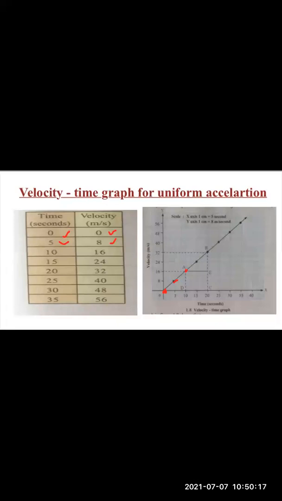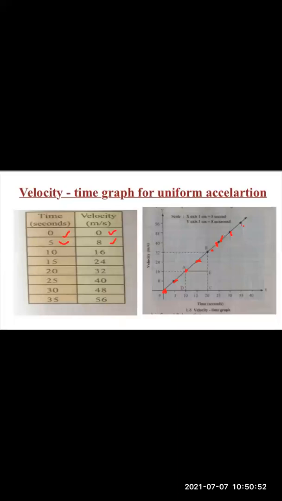Then at 15 seconds, the velocity is 24. At the 20th second, the velocity is 32. At the 25th second, the velocity is 40, so we'll plot a point at 40 over here like this. Then at the 30th second, the velocity is 48, so I'll plot the point over here. And finally, at the 35th second, the velocity is 56.